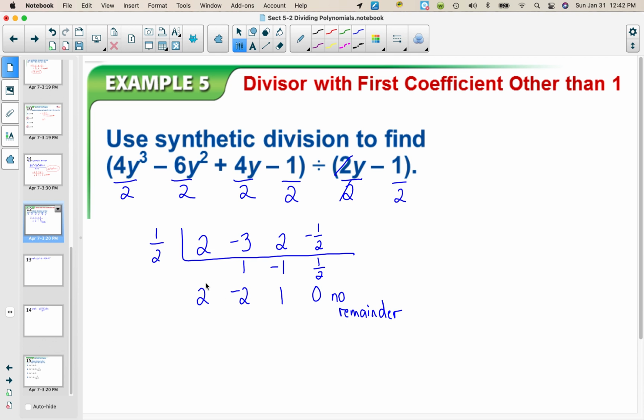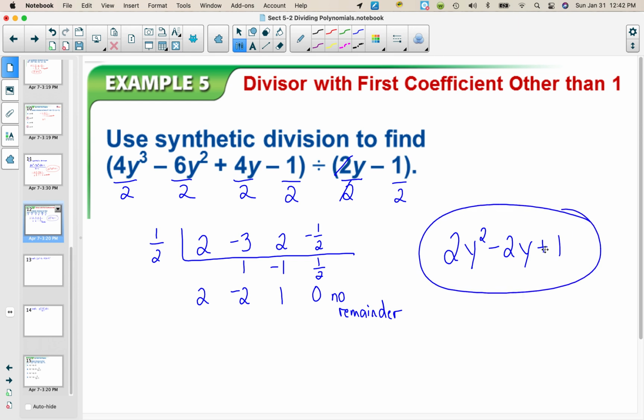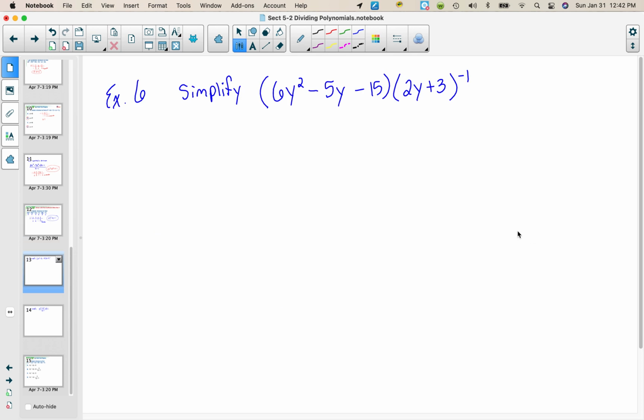So now I take my answer, which was a 2, these numbers here, drop it down a power. So my answer is going to be 2y squared minus 2y plus 1. Not so bad. That's when there's no remainder. On this next problem, we are going to work through this problem.